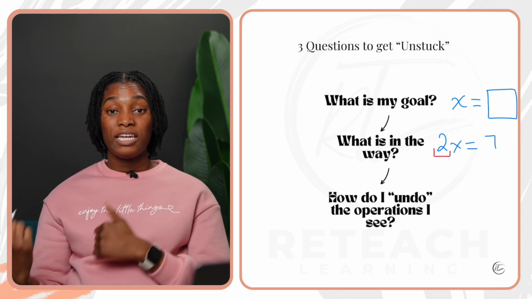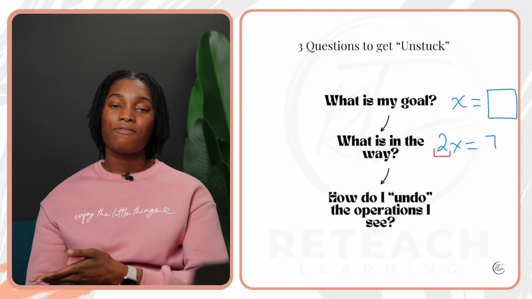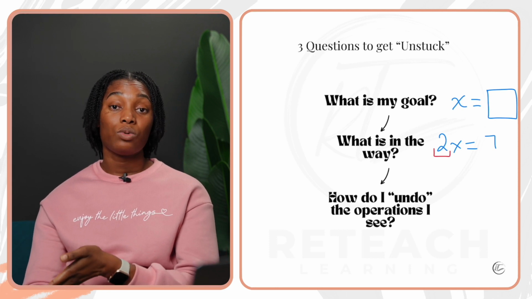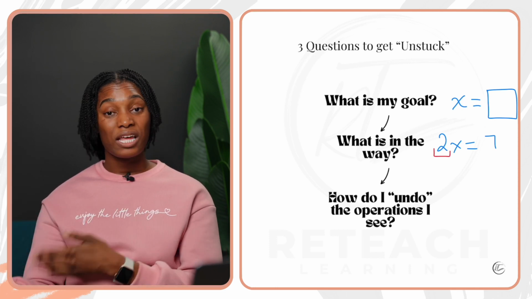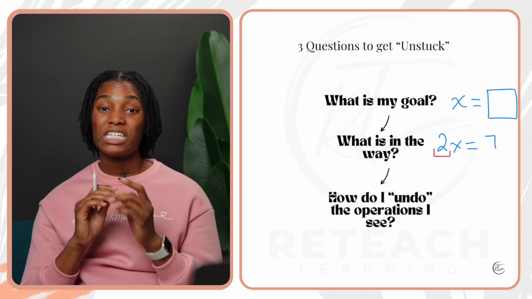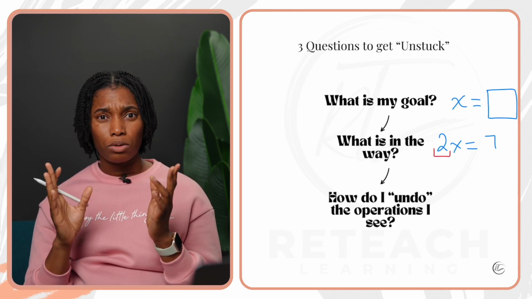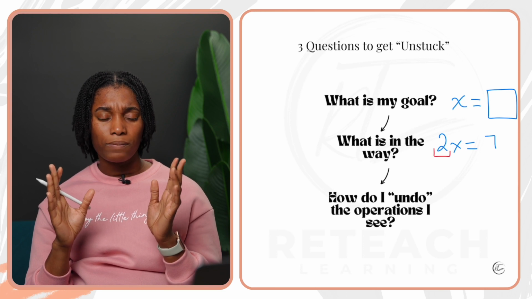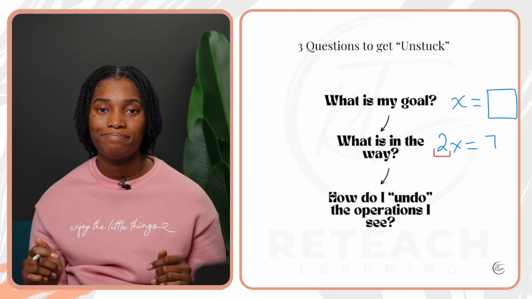If you're thinking I need to get rid of the 7, no, the 7 is not on the same side of the equal sign as the x is. So the 7 doesn't matter right now. What does matter is the 2, because the 2 is preventing me from getting to my goal. Okay, cool. I can figure that out. All right, got the 2. What do I do with it?